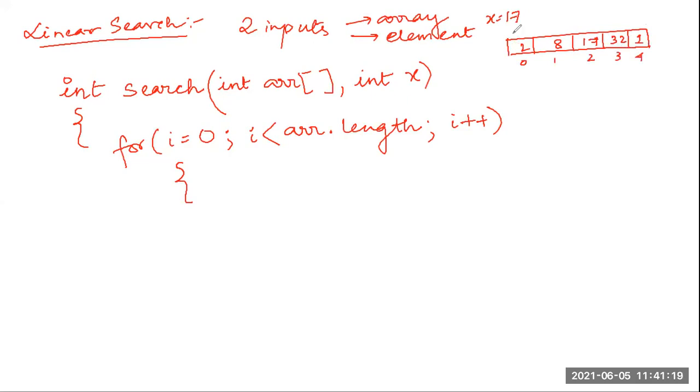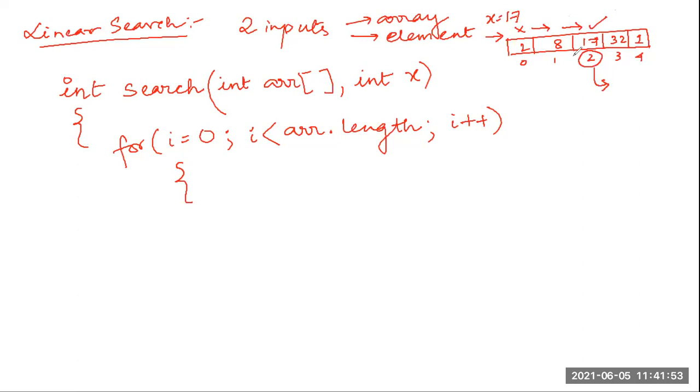Right? So I will start from here, i equal to 0. I will match. Is the value at i equal to 0 location equal to 17? No. I will do i plus plus. I will match. Is the value at i equal to 1 location equal to 17? No. I will do i plus plus. I will go. Is the value at i equal to 2 location equal to 17? Yes. So if I get a yes, I will return the location of my array.